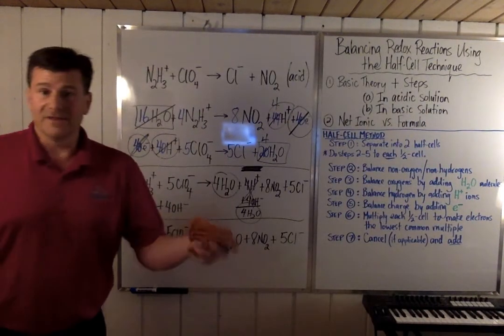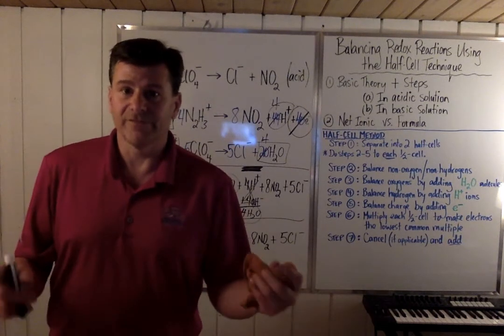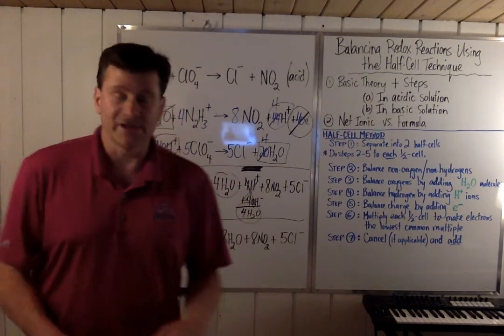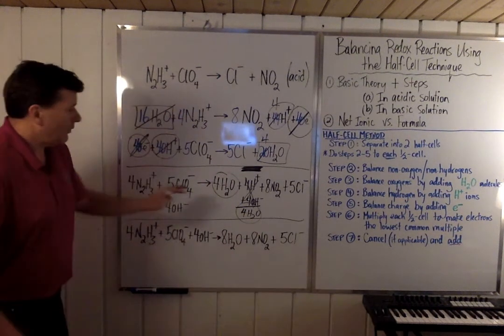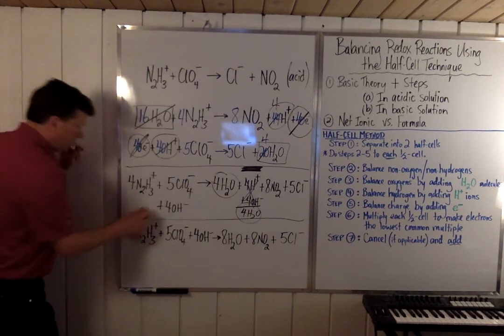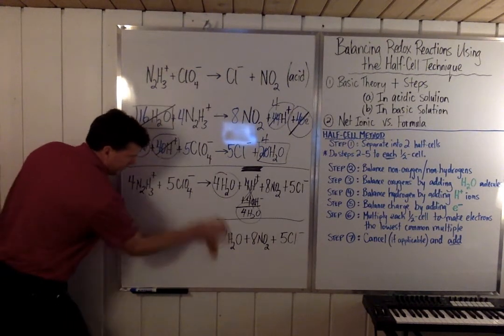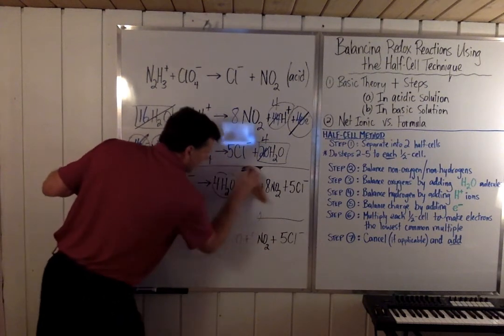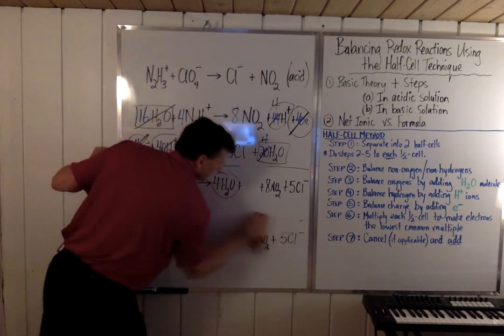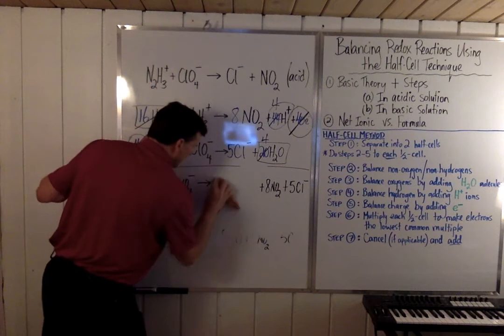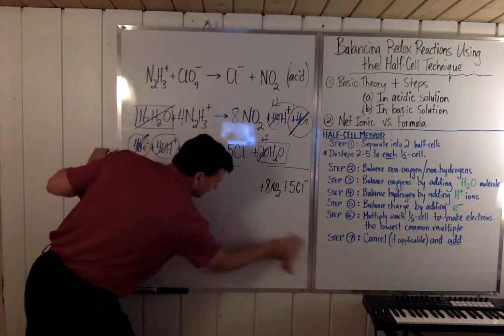Okay, now the very last thing is the net ionic versus the formula equation. So I want to go back and I want to look back at this guy. I'm going to rewrite that. 4 waters and 4 H pluses.